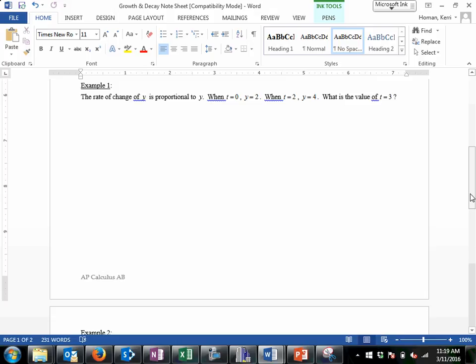Okay. The rate of change of y is proportional to y. That means dy/dt equals ky. Now, we don't have to go through that process anymore, right? This automatically means that y equals Ce to the kt. Now we know when t is 0, y is 2. When t is 2, y is 4. What is the value when t is 3?